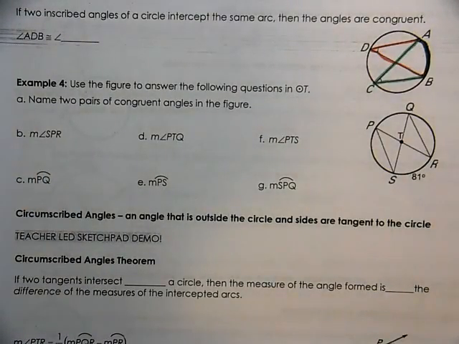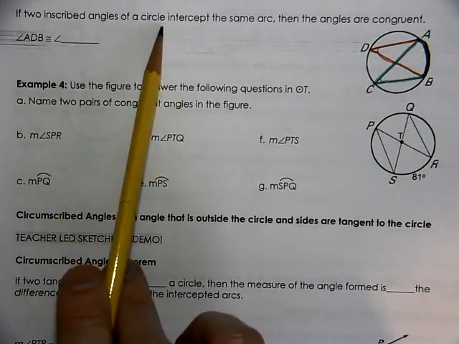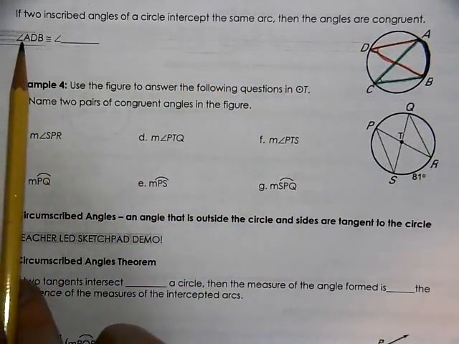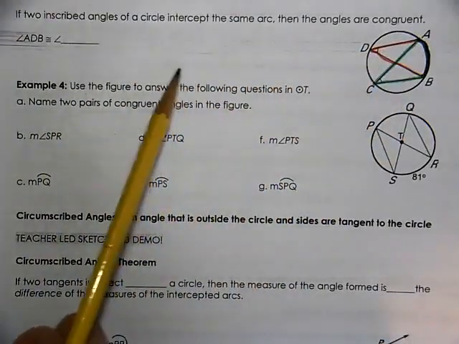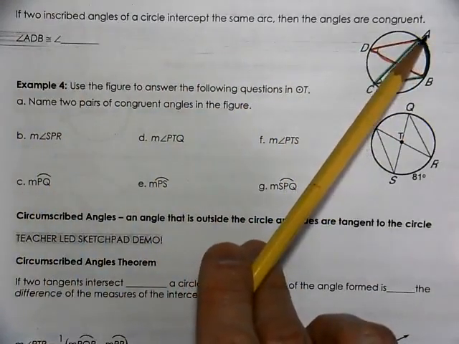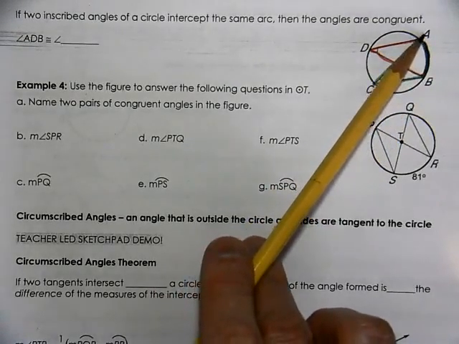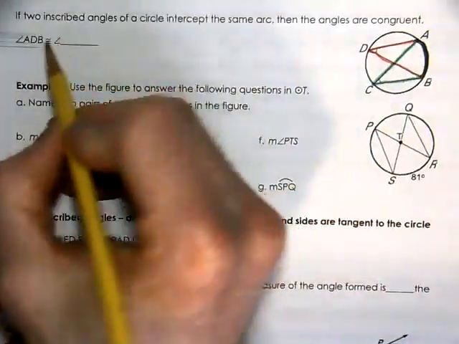So since both inscribed angles intercept the same arc, we know that those two angles are going to be the same measurement. If two inscribed angles of a circle intercept the same arc, then the angles are congruent. So angle ADB, which is the red angle, is going to be congruent to angle ACB because both of those intercept arc AB.